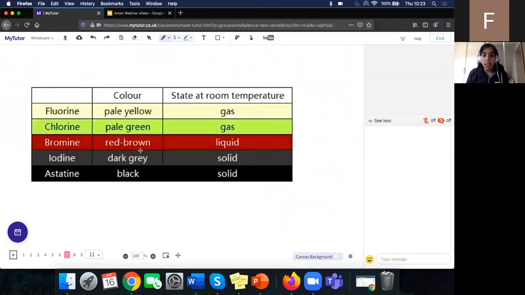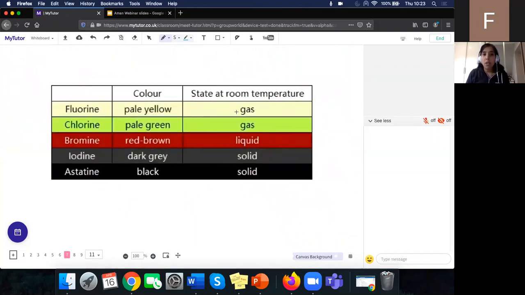Okay. So this is not the same as what I've just been talking about. This is what they look like at room temperature. So fluorine and chlorine are gases at room temperature. And remember I said that the melting and boiling points increase down the group. So fluorine and chlorine have a very low boiling point, and that's why they are gases. But as the boiling and melting points increase down the group, the states change. So bromine is a liquid. So that means it has a very high boiling point, so it's not turned into a gas yet at room temperature. Iodine is a solid, so that means it has a very high melting point, so it's a solid at room temperature, and astatine is also a solid.